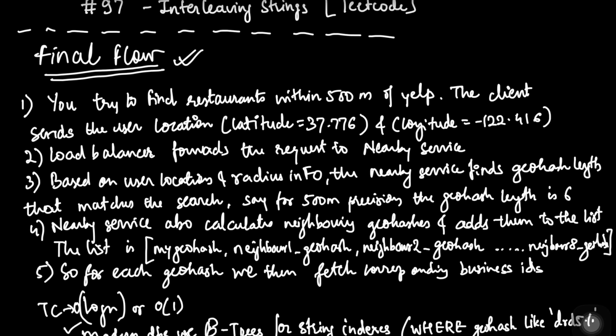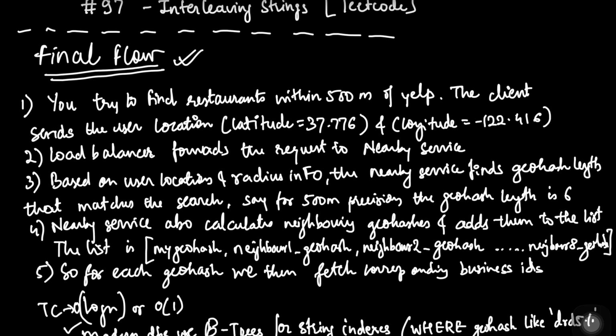For example, for 500-meter precision, because he is asking for 500 meters, we will need a geohash length of 6 over here. As I told you, if we increase the length of geohash, it becomes more precise, as we have also seen in the visualization portal, where as soon as we increased the length of the geohash, we were able to deep dive into the geographic map which we saw.